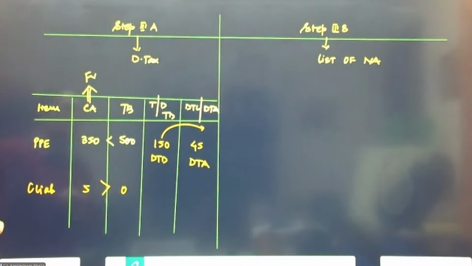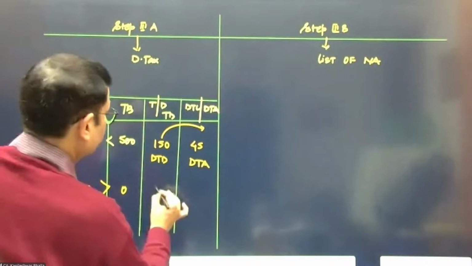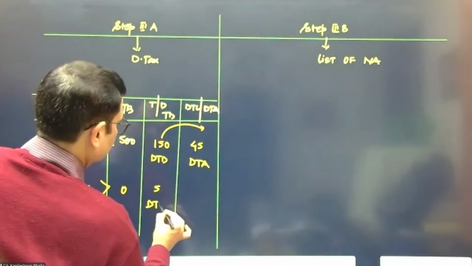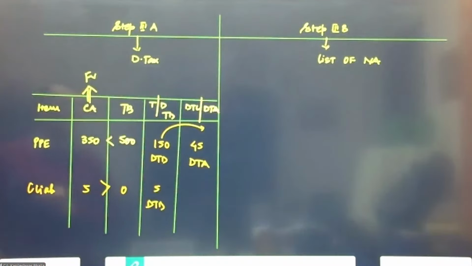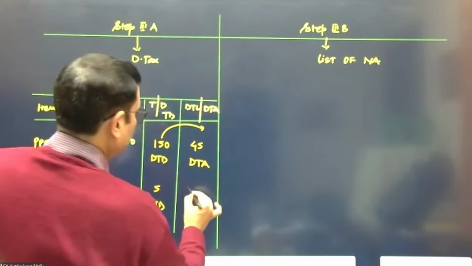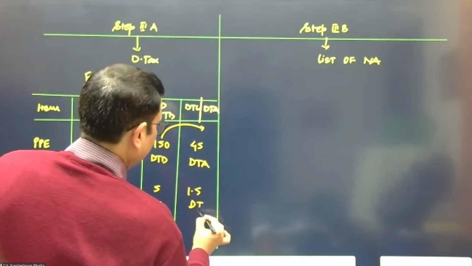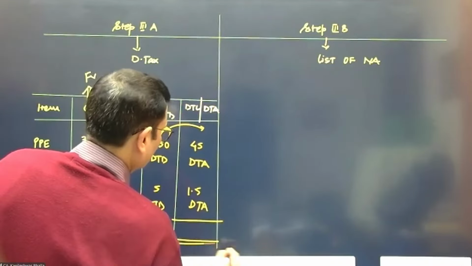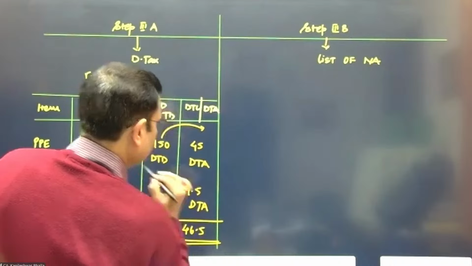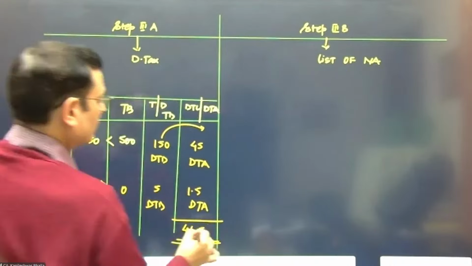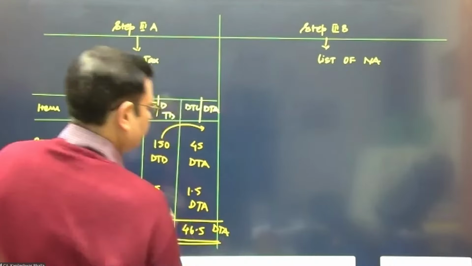Does this also lead to a taxable or a deductible difference? Can I say deductible difference again? 30% would mean 1.5 DTA. DTA. That's right. So the overall DTA is going to be 46.5 as the deferred tax asset.